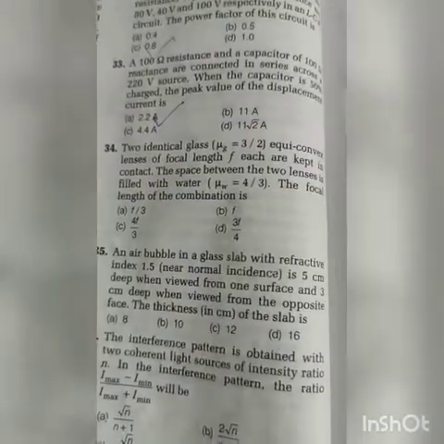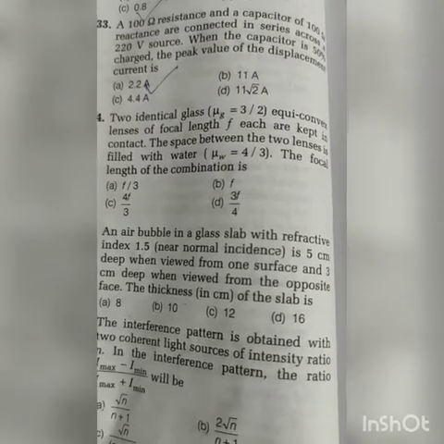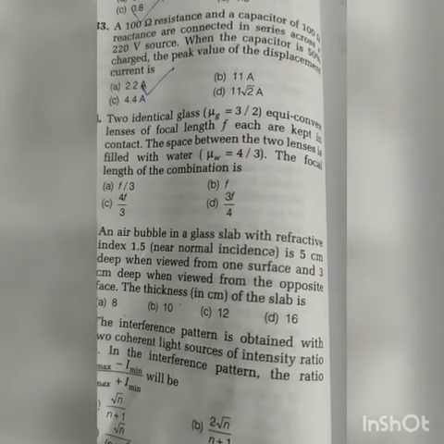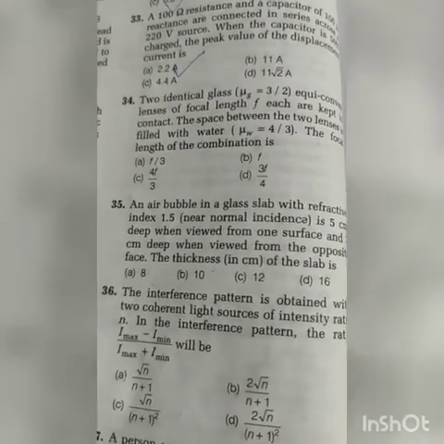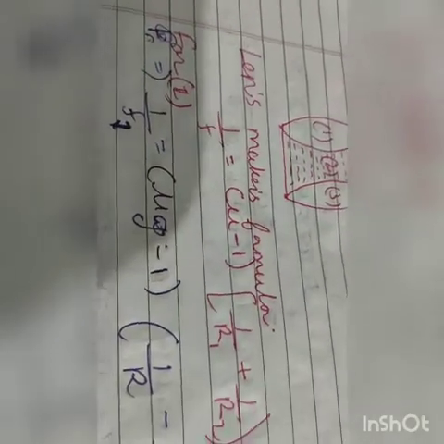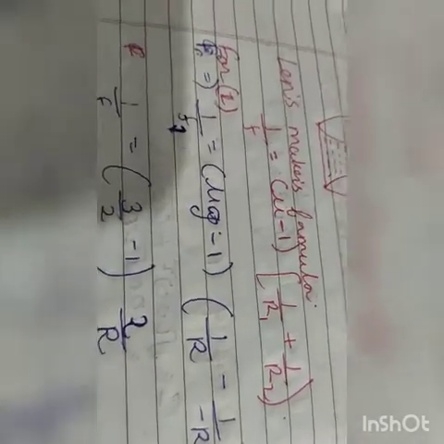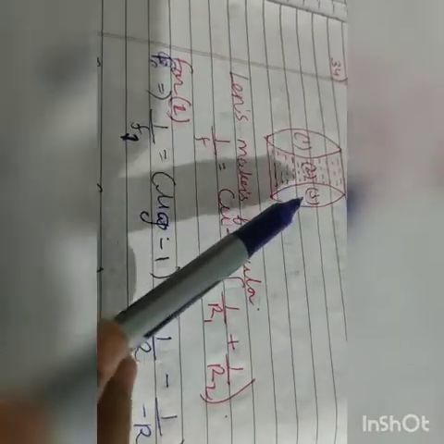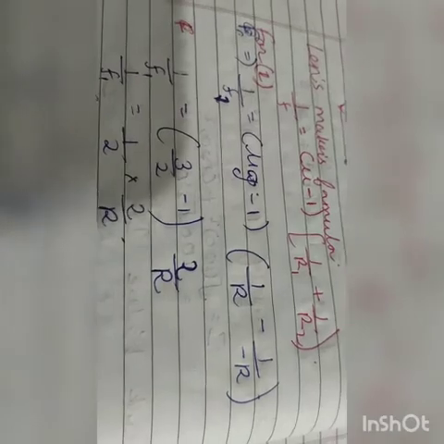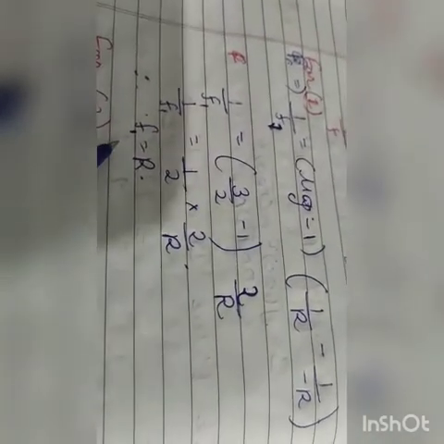Now question number 34. Two identical glass, mu g is equal to 3 by 2, equiconvex lenses of focal length f each are kept in contact. The space between the two lenses is filled with water, mu w is equal to 4 by 3. The focal length of the combination is. So this is the figure which represents the question. We know the lens maker's formula: 1 by f is equal to mu minus 1 into 1 by r1 plus 1 by r2. For the first, and 1 and 3 here are equal, so 1 by f1 is equal to mu g minus 1 into 1 by r minus 1 by minus r. We put in the values and get f1 is equal to r.